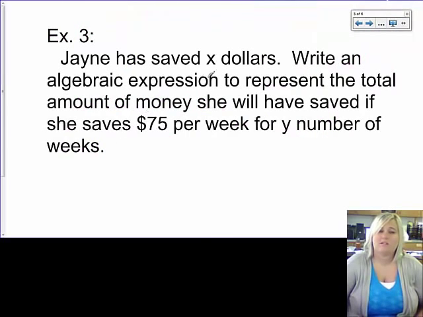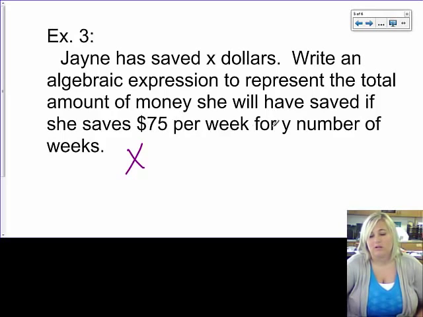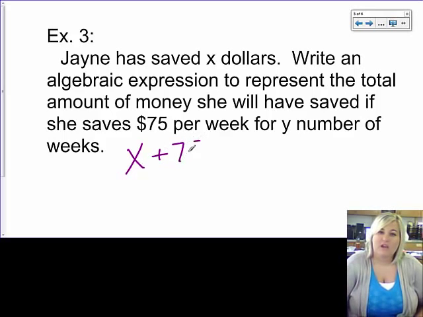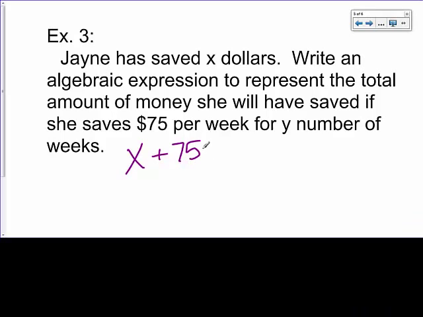Final one here. Jane has saved X dollars. Write an algebraic expression to represent the total amount of money she will have saved if she saves 75 per week for Y number of weeks. So I already know that she's saved X dollars. She's already got this much in the bank. And her goal is to save 75 a week for Y weeks. So every time she saves $75, she's going to be adding $75 to it. But she's doing it each week. So we're going to say 75Y, because I could plug in for 1 week, how much would she have saved? For 12 weeks, how much would she have saved? And I can do that math.